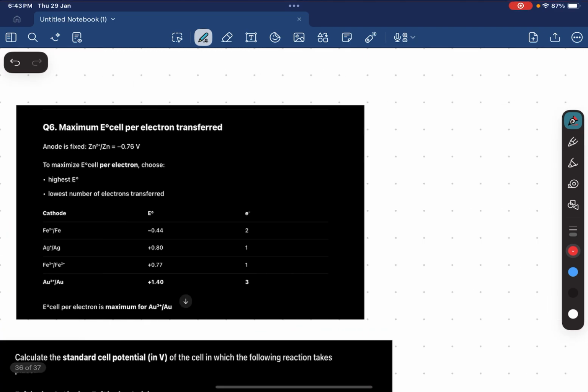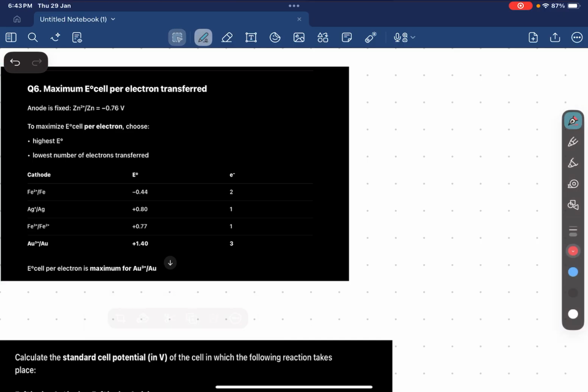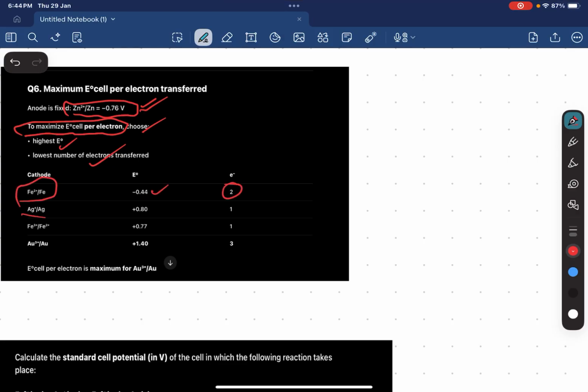These are JEE PYQs. Coming to this, they have given Zn2+ to Zn, which is minus 0.76. To get maximum E naught cell per electron, choose the highest E naught value, lower number of electrons transferred. So Fe2+ to Fe is given. Ag+ to Ag is 0.8, and Fe3+ to Fe2+ is 0.77. Au3+ to Au is 1.40. So E naught cell per electron maximum. So this is the answer actually.